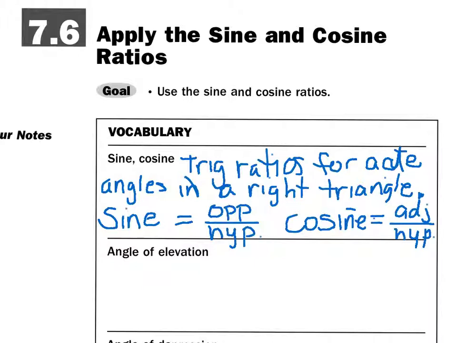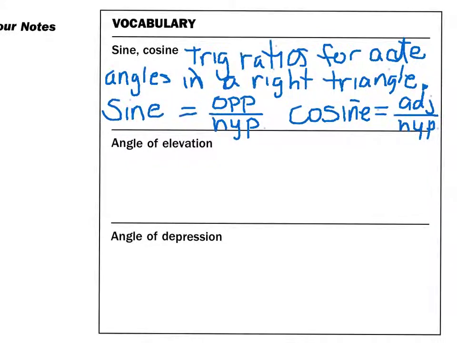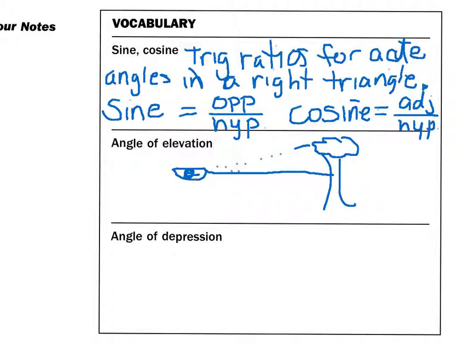All right, angle of elevation. Angle of elevation is when you are looking up. So let's draw a nice light ball here. When you're looking up at an object, the angle your line of sight makes toward that object with a horizontal line is called the angle of elevation.